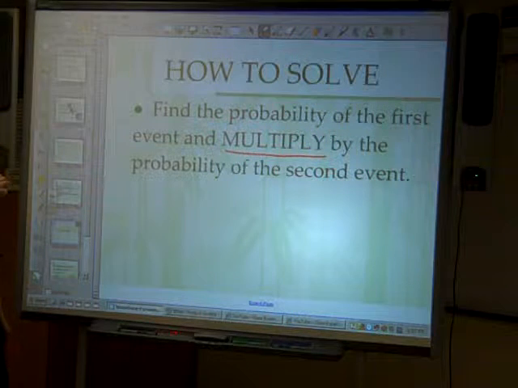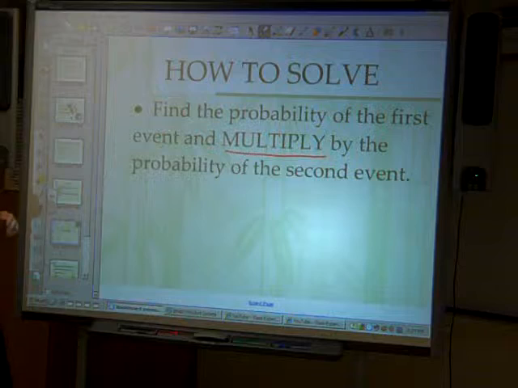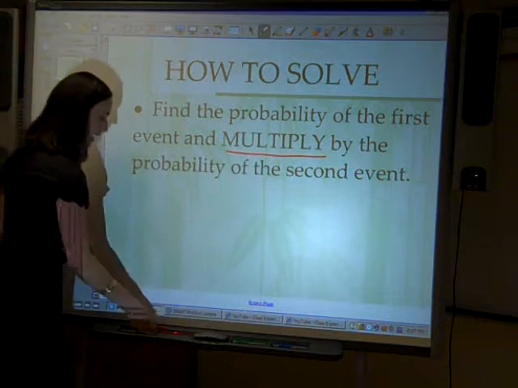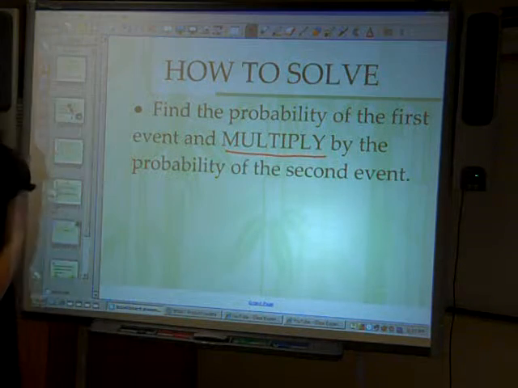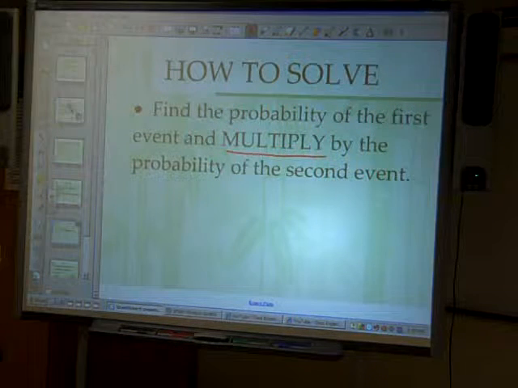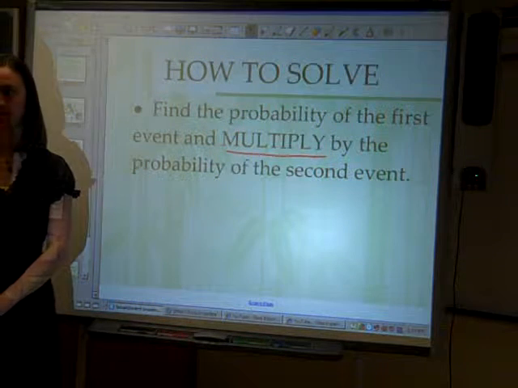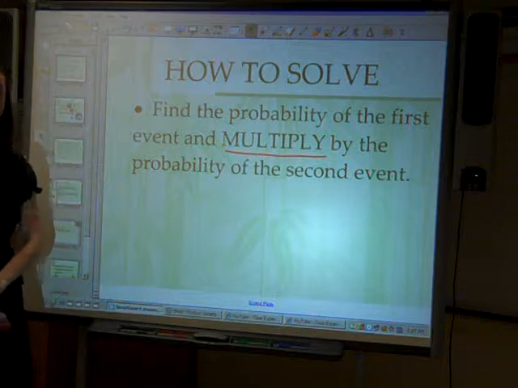Alright, so make sure you're getting that down. You find the probability of the first event, you find the probability of the second event, and you multiply the 2 probabilities together to find the probability of both events happening. Any questions?